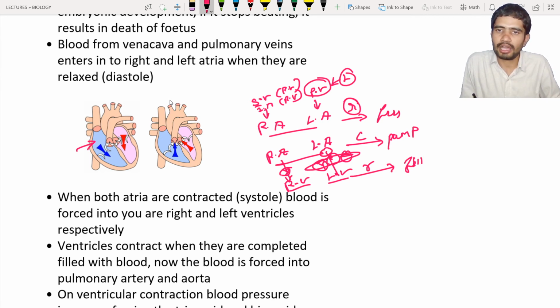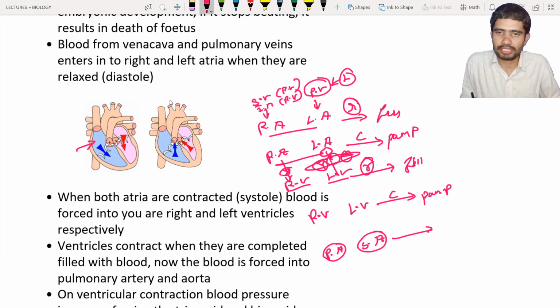Okay, what happens next? After relaxing, they are going to contract. Right ventricle and also left ventricle, they are going to contract. When they contract, what will happen? They are going to pump blood. So where are they going to pump blood? They are going to pump blood to a blood vessel. In case of right ventricle, there is a pulmonary artery. In case of left ventricle, it is going to pump blood into the systemic aorta. Okay, systemic aorta.